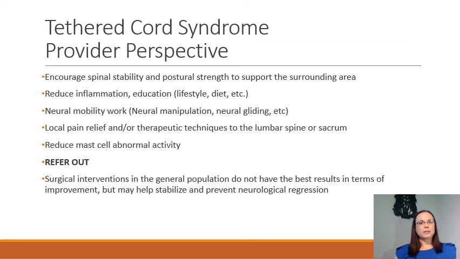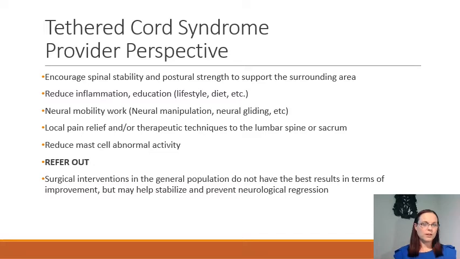From a provider perspective, there is actually some stuff to do for tethered cord syndrome, depending on specialties. So certainly we want to encourage spinal stability and postural strength to support the surrounding area. So we really want to build from the bottom up. So hips, pelvis, core, reducing inflammation. So through education, whether it's lifestyle, diet, this mast cell component is part of it. If somebody in the area specializes in mast cell treatment or control, or again, more of a holistic view, I think that's very important for these patients because there does seem to be quite a significant mast cell component to tethered cord syndrome.